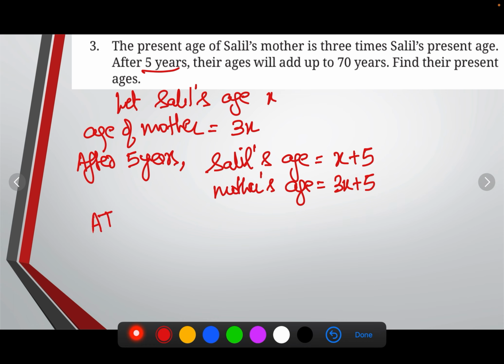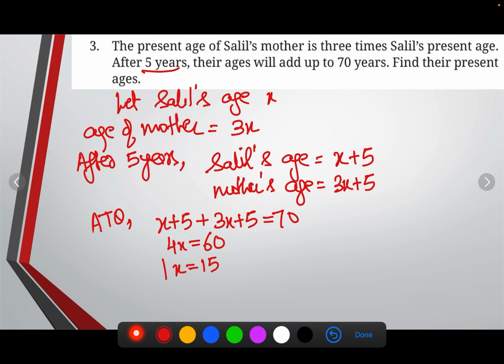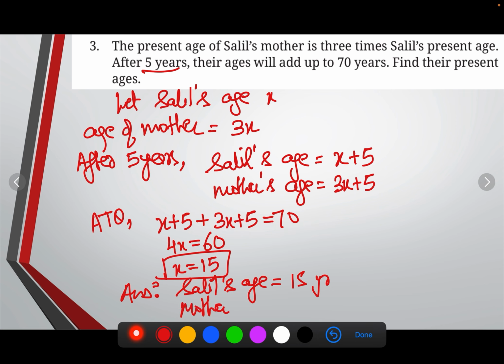Now I will write ATQ, which helps me in making the equation. Sum will add to 70. That means x plus 5, 3x plus 5 is equal to 70. 4x is equal to 60. x is equal to 15. So my final answer: Salil's age will be 15 years. Mother's age will be 45 years. I hope the question is clear.